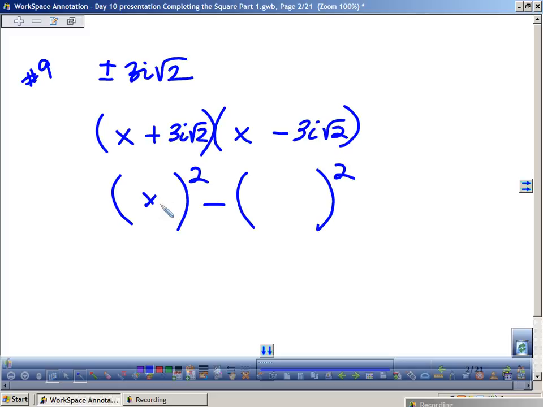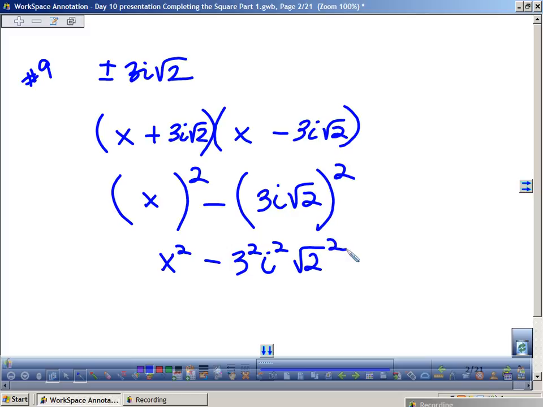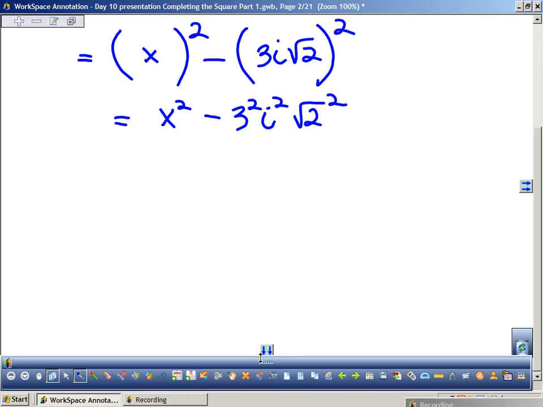So what goes in this one? X. What goes in this one? 3i square root 2. So I'm going to square everything inside of here. X squared. And I'm going to square everything inside of here. 3 squared, i squared, root 2 squared. See, it's really quite easy, right? So this is x squared, negative 3 squared is 9.